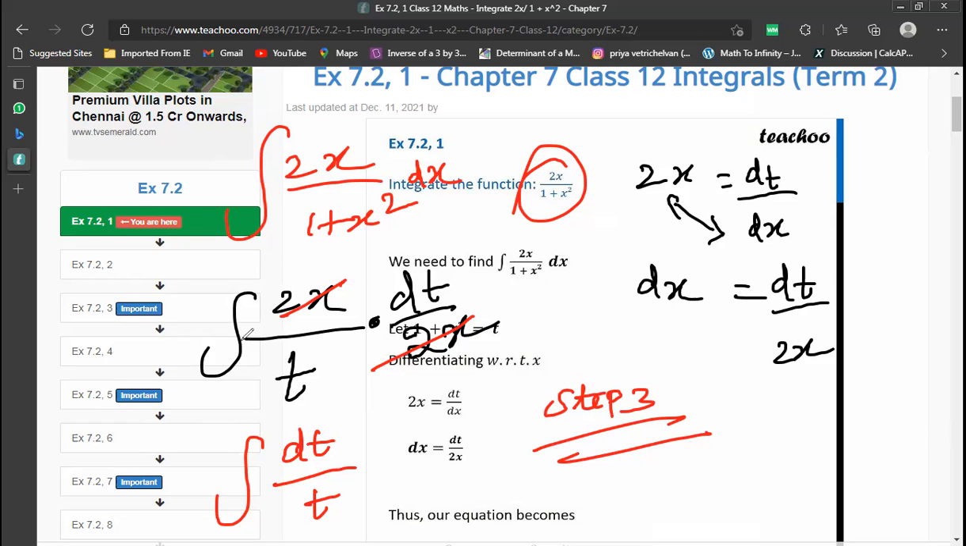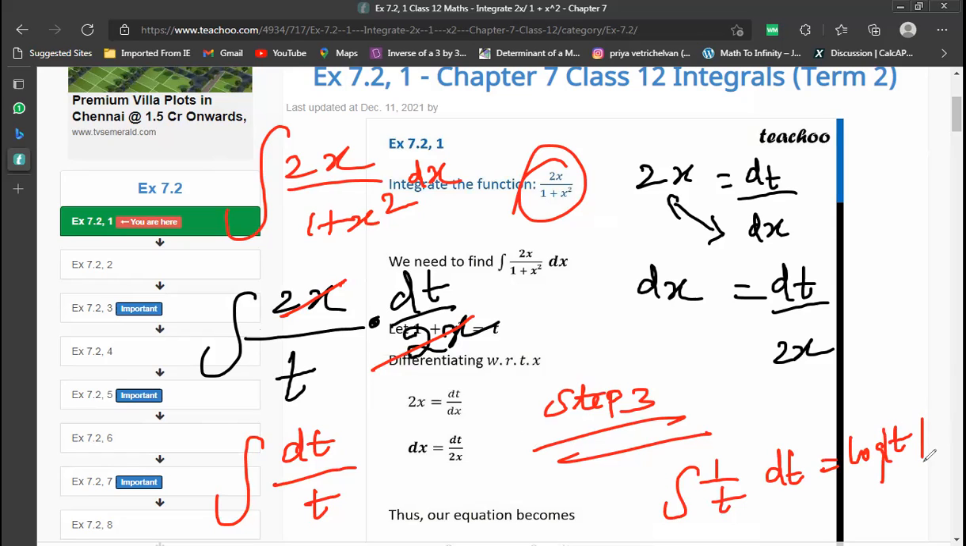So now we are going to perform integration. Integration of 1 by t dt. What is integral 1 by t? Log modulus of t. So log of t plus c.